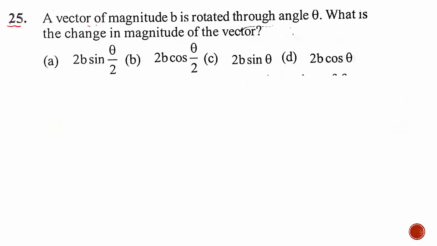25th question. A vector of magnitude B is rotated through angle theta. What is the change in magnitude of the vector? Here it is given vector B. The vector of magnitude B is rotating with angle theta. We can take magnitude B rotating with a certain angle theta. So now it changes its position. It is rotating in this direction. Now this is the final position. We can take this as A, this as B, and this is the origin O.